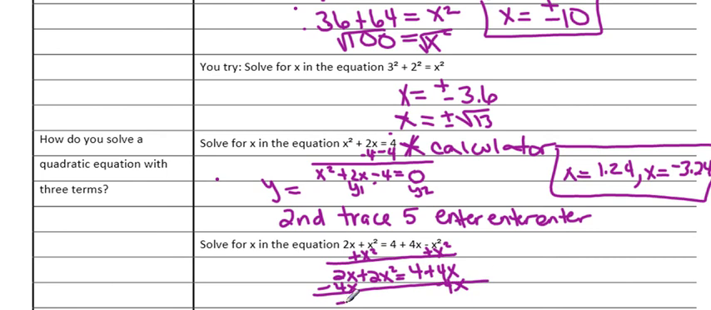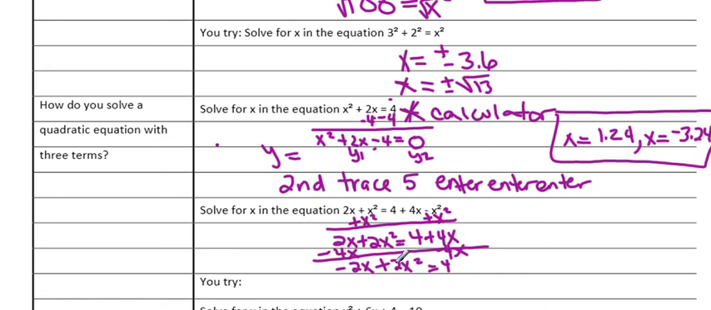So 2x minus 4x is negative 2x plus 2x squared equals 4. And then I subtract 4 from both sides, and that will give me my 0. So I get negative 4 minus 2x plus 2x squared equals 0.